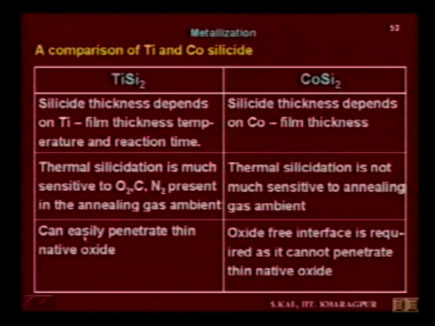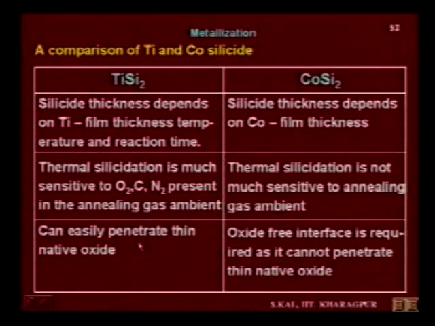And the third difference is that titanium silicide can easily penetrate thin native oxide, whereas cobalt silicide cannot penetrate thin native oxide, which may be formed at the interface of silicon and metal film. That is the good part of titanium silicide and the bad part of cobalt silicide, because at the interface there may always be some native oxide of 2 to 3 angstrom. That native oxide, titanium silicide can easily penetrate and form the silicide. But in case of cobalt, there is a lot of problem.